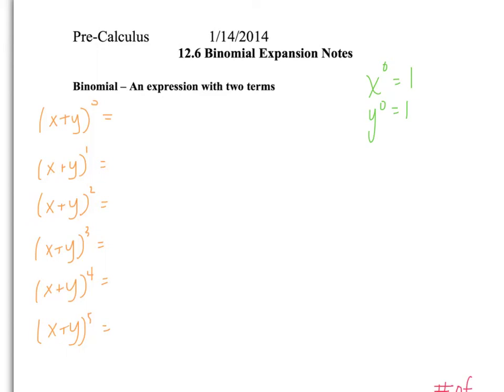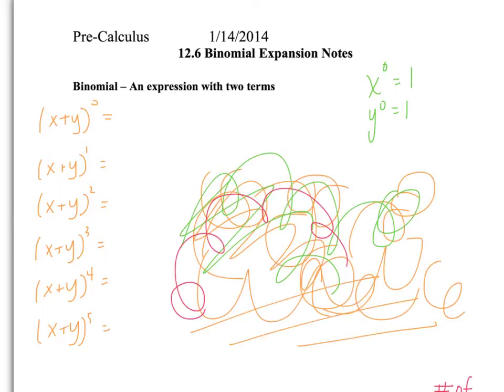Section 12.6 is on binomial expansion. If you will remember, a binomial is an expression with two terms. Those terms usually are different. And what we want to do is expand those out. So binomial expansion is when you FOIL, you're expanding a binomial. So we're going to do that out and look at the first 5 binomial expansions.